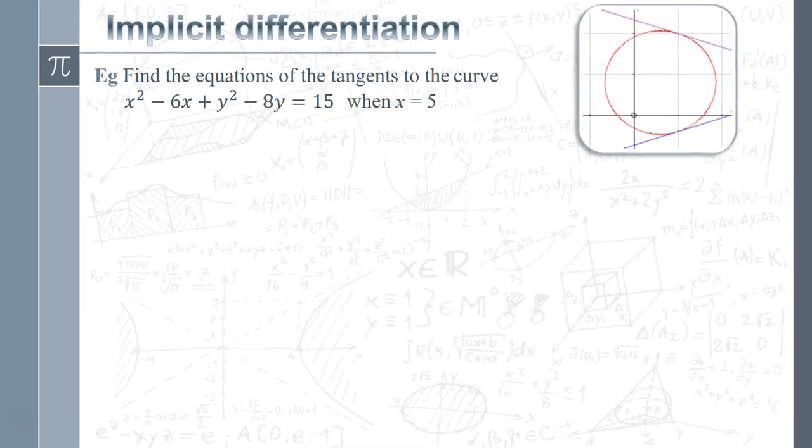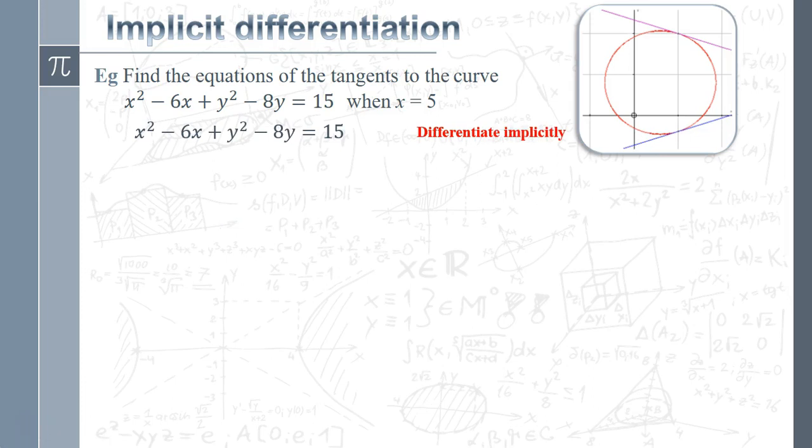Let's have a look at a practical example. What we've got there is an equation of a circle, x squared minus 6x plus y squared minus 8y equals 15, and we want the equation of the tangent. There's our circle, and we've got two tangents, both happening when x equals 5. We need to do some differentiating, come up with the gradient, and then go through our normal coordinate geometry approach to finding the equations of the tangents.